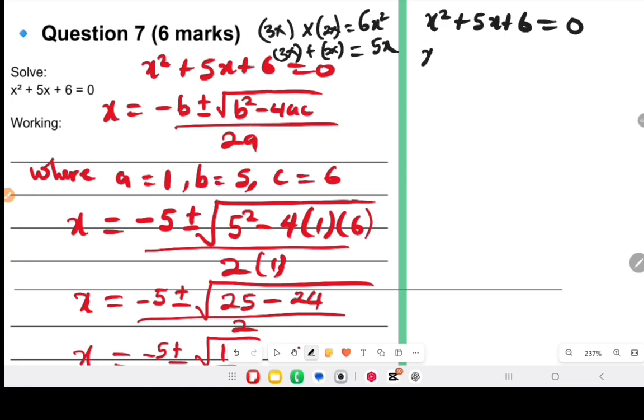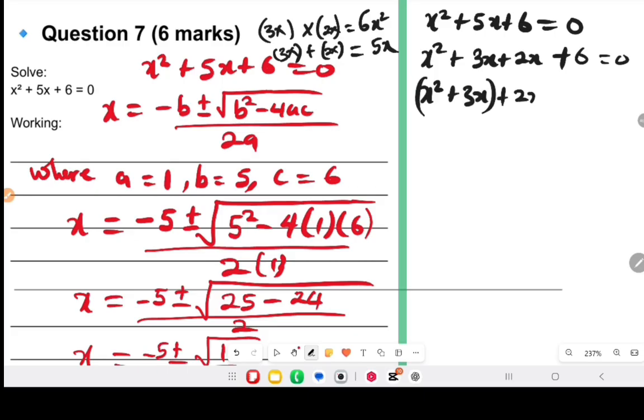So what we do, we write x squared plus, in place of 5x, we replace it with 2x plus 3x, which is the same. We just write 3x plus 2x, which is still 5x, plus 6 equal to 0. Now, nothing changed. We have to group this expression in bracket into 2. We have x squared plus 3x in bracket plus 2x plus 6 in brackets equal to 0. Now we factorize. Factorization method, what is common in this bracket is x into x plus 3 plus what is common in this bracket.